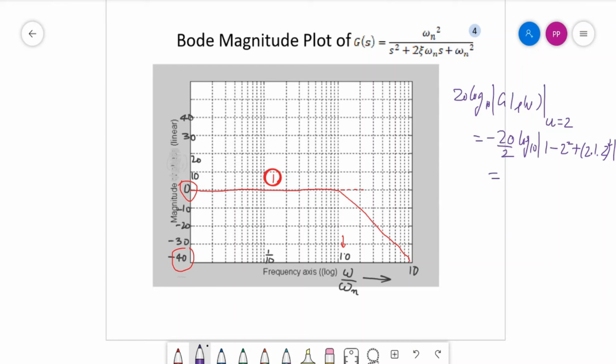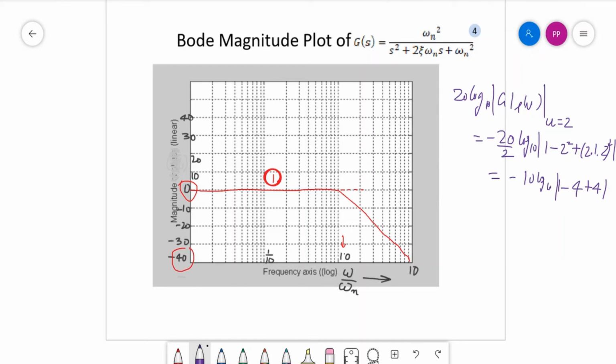So if you simplify it, minus 10 log base 10 of 1 minus 4 plus 4, 1 minus 4 plus 4, so it becomes plus 4. So this value you will get for the frequency which is double the corner frequency.